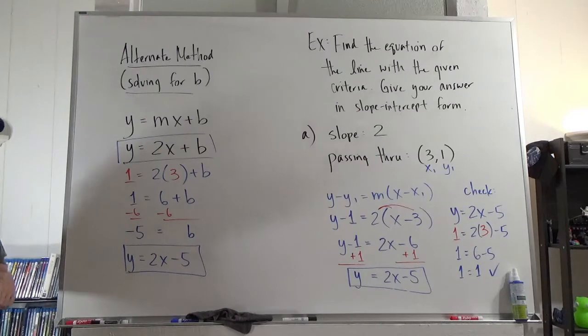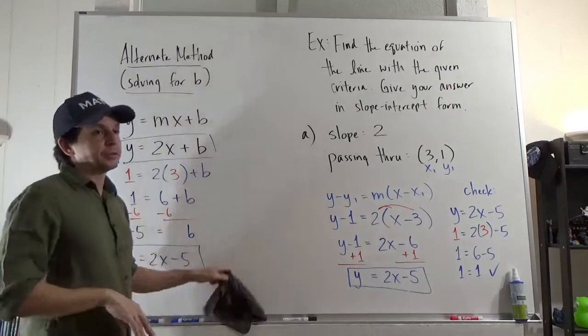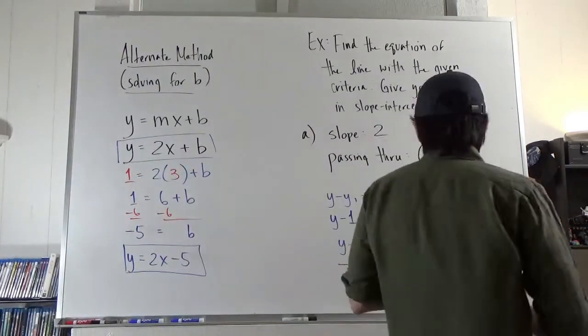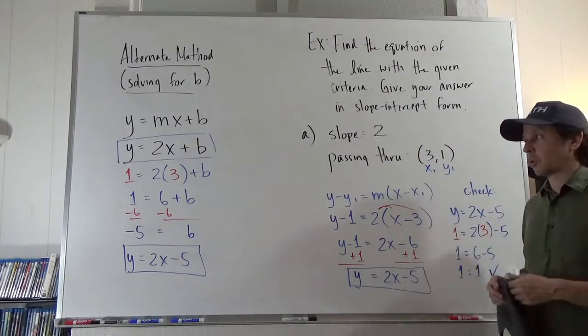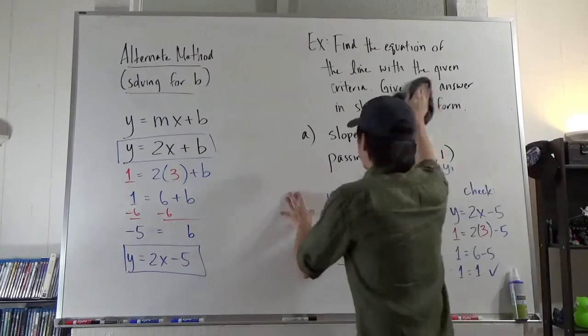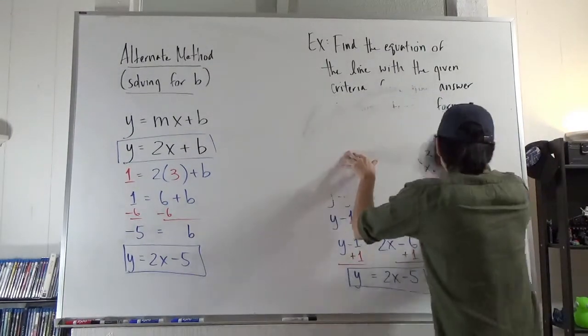Okay, so that's a different method of doing it that some people learn, and by all means stick with that if that's what you're used to and you're comfortable with that. If you like the point slope form, that's what I'm going to be using, so either way is good. We should get the same answer as long as we do everything correctly.